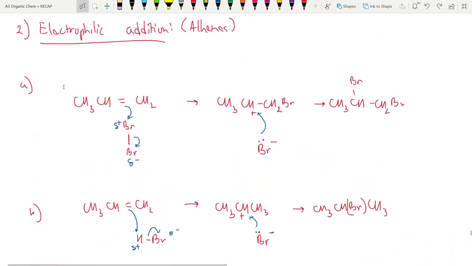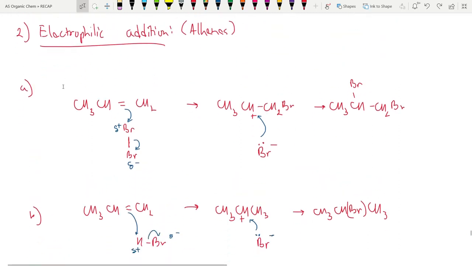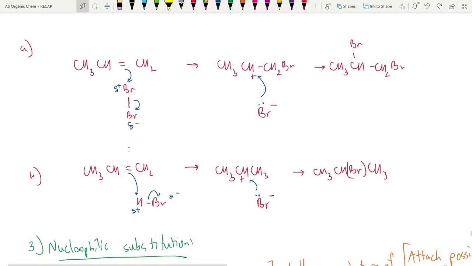So why is it called electrophilic addition? Because the electrophile, H plus with a partial positive charge, is attacking the alkene essentially. That's why it's called electrophilic addition. We are referring to the first step.